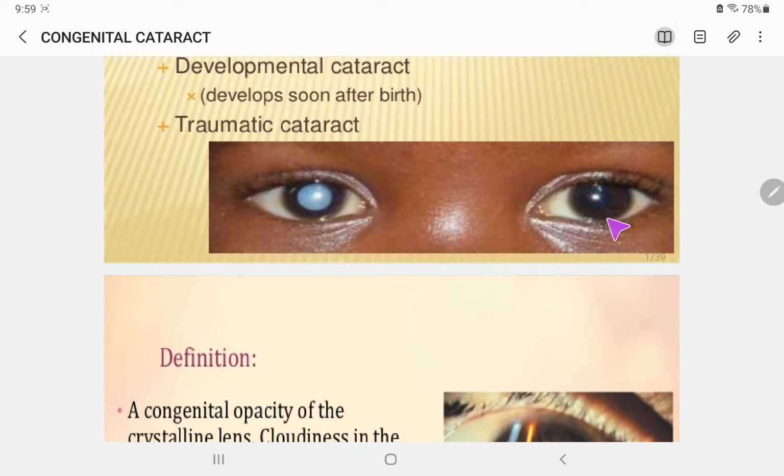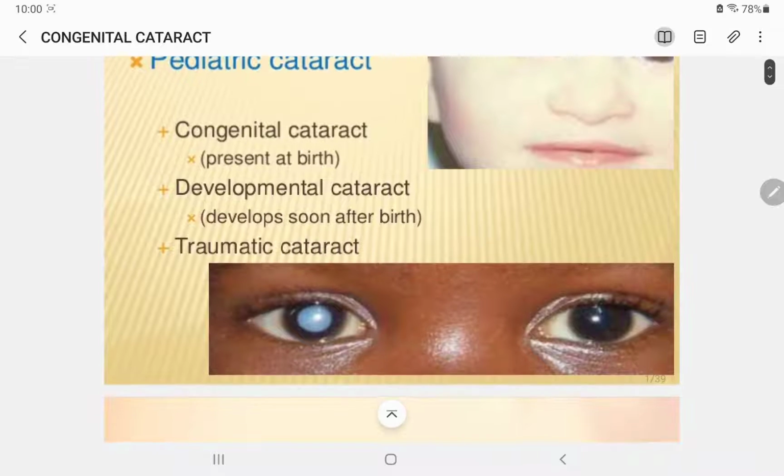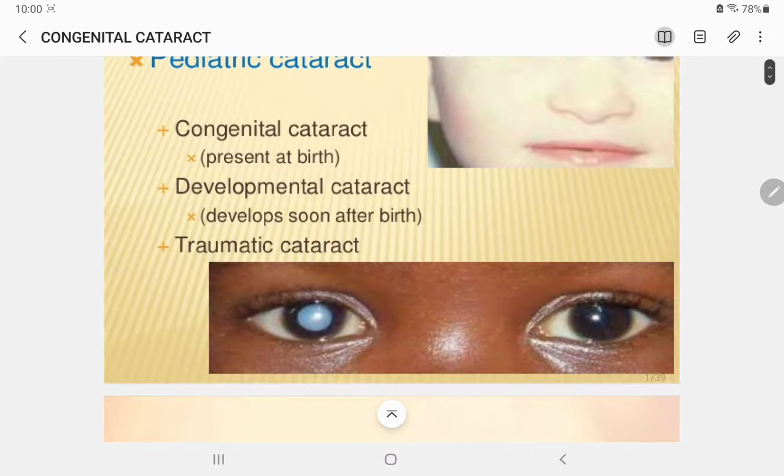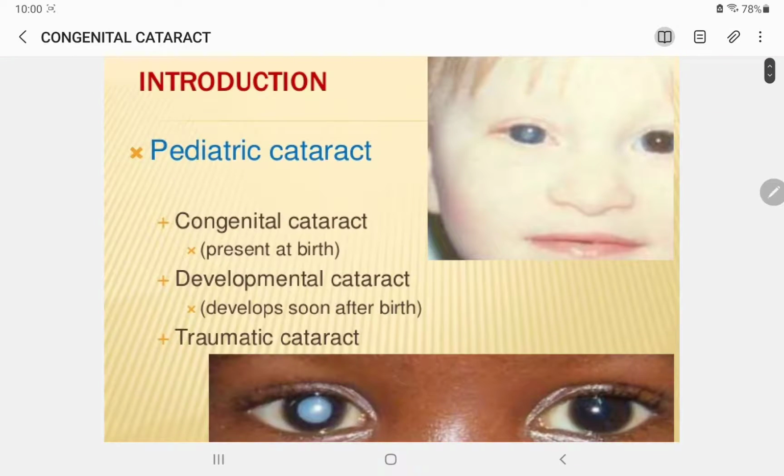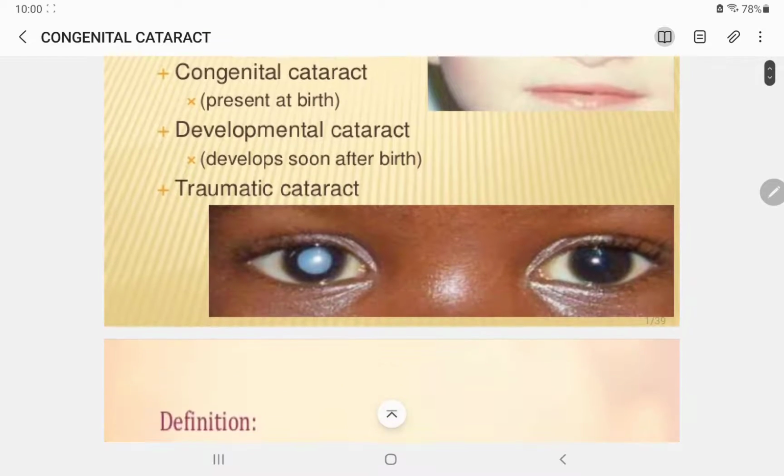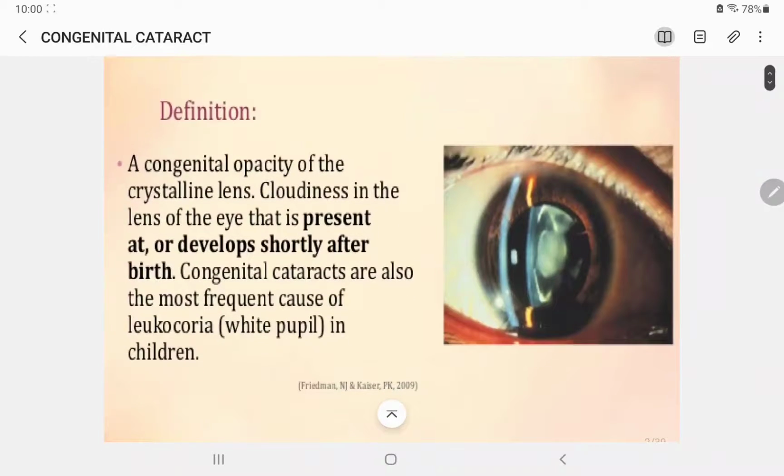All right, here we can see a photo. This eye seems to be normal, but here, maybe due to some kind of trauma, this child has a cataract. So these three fall under pediatric cataract. In this child also you can see some kind of opacification, a white reflex, a white eye reflex. So yeah, that's cataract.